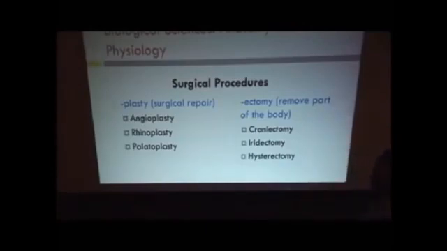Ectomy means I'm removing a part of the body. A cranioectomy is what? Remember what cranial means? Your brain. So with a cranioectomy, I'm removing a part of the brain. Iridectomy is like iris. What's the iris? The eye. So I'm removing a part of the eye. And hysterectomy. Hyster is actually the uterus. So when you have a hysterectomy, it's removing your uterus.